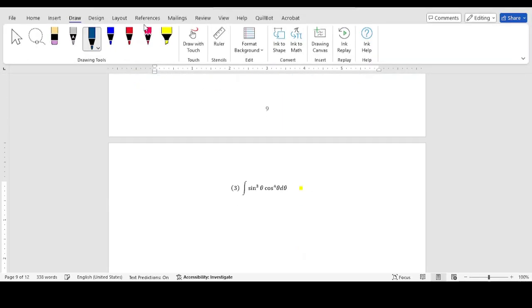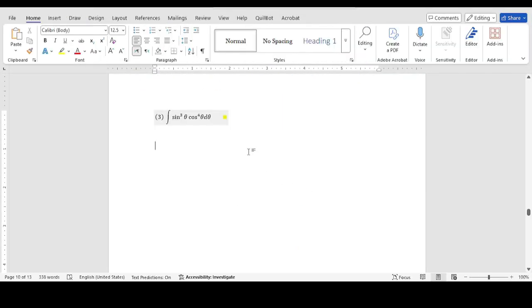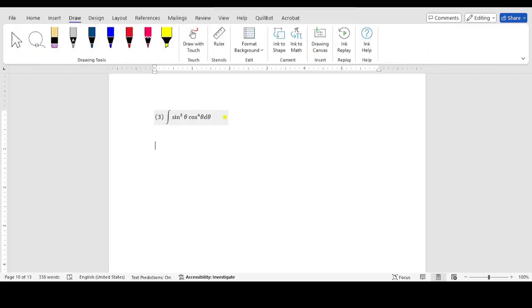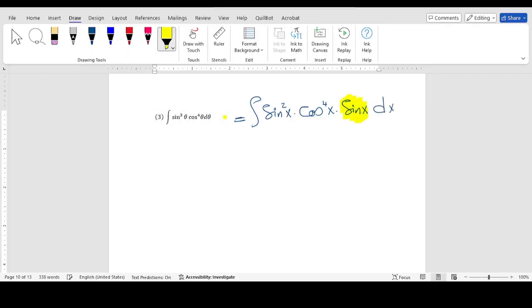The second one: sine to the power 3 cosine to the power 4. So we will split one of the sine. This will be the integration of sine to the power 2 x times cosine to the power 4 x multiplied by sine x dx. Already we know that sine is the derivative of cosine.